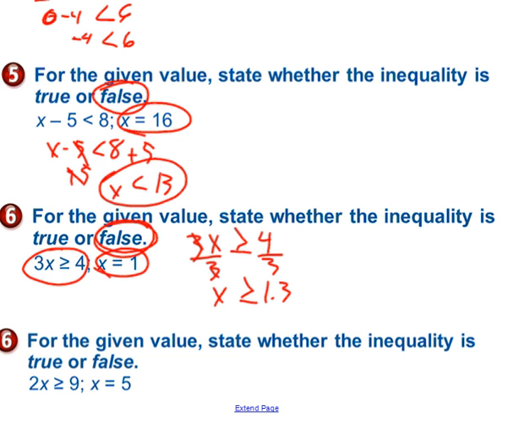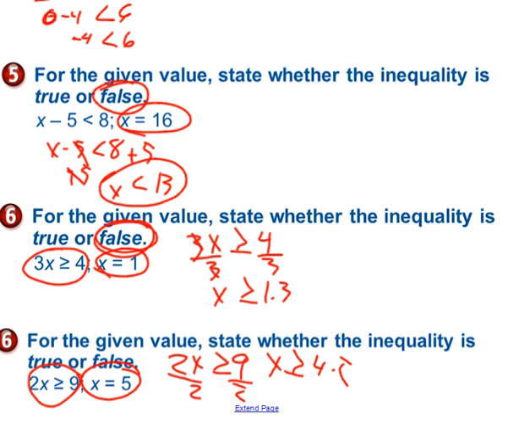And for the given value, state whether the inequality is true or false. I'm going to say 2x is greater than or equal to 9. Copying over 2x greater than or equal to 9. I'm going to divide both sides by 2. X then is greater than or equal to 4.5. And if I look at 5, plugging 5 in for x, is 5 greater than or equal to 4.5? It is, so this is a true statement.